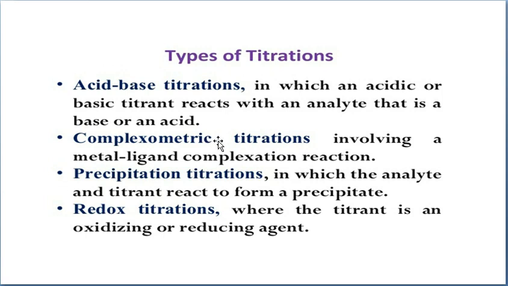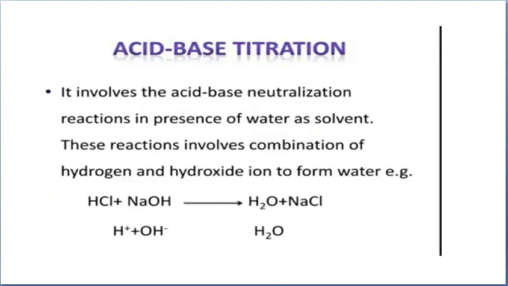Complexometric titration means there is a formation of a complex. In precipitation titration, the analyte and the titrant react to form a precipitate. In redox titration, the reaction undergoes both oxidation and reduction simultaneously. Then we are going to see them one by one.